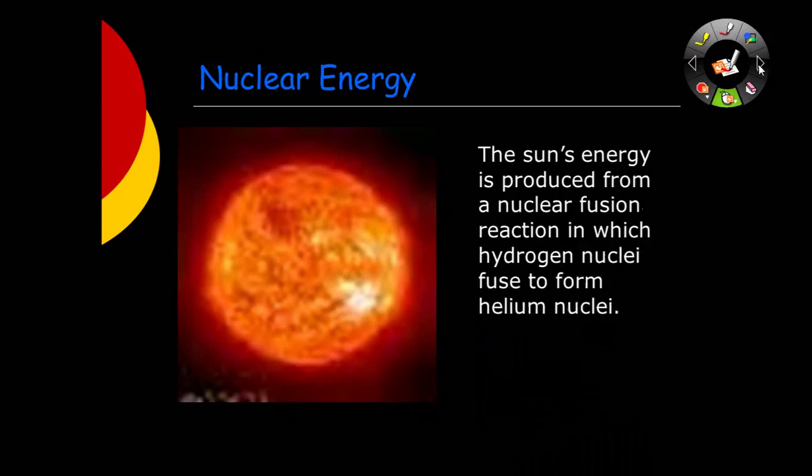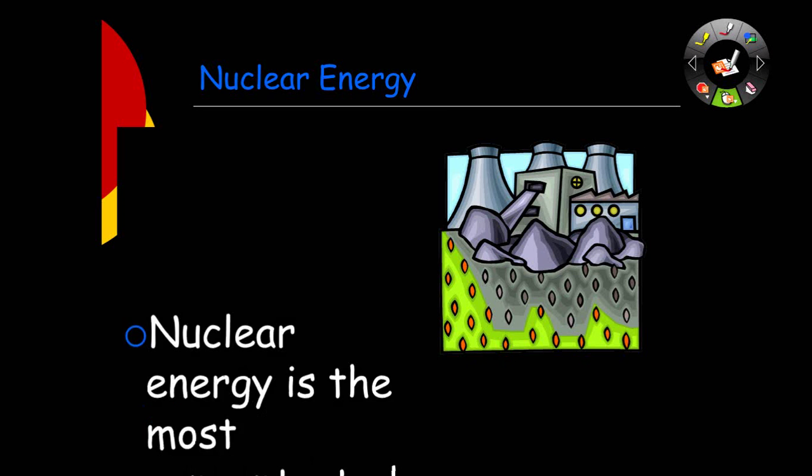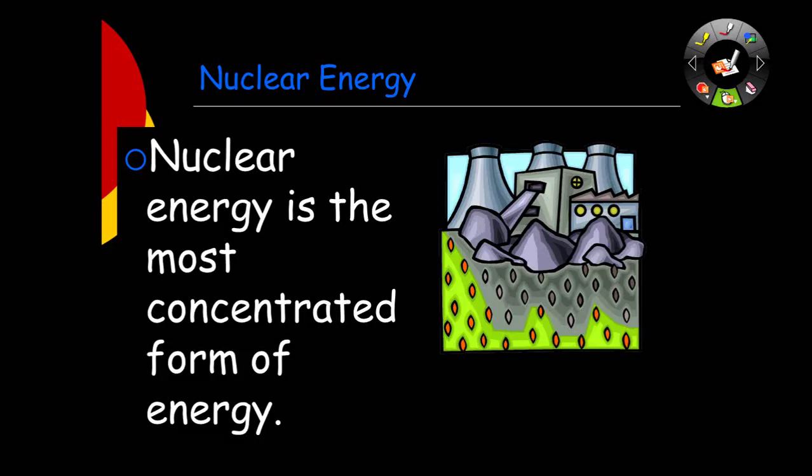The sun's energy is produced by fusion. Remember, fusion is when nuclei bond together to form heavier elements. Hydrogen nuclei form helium nuclei. Nuclear energy is the most concentrated form of energy that we use currently.